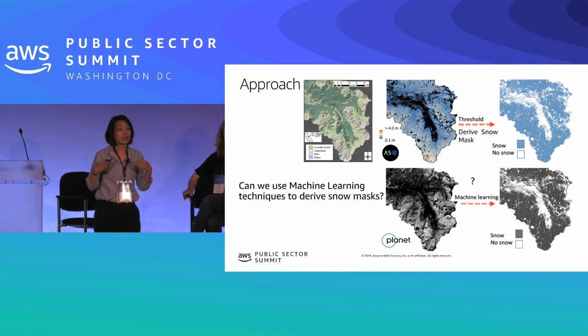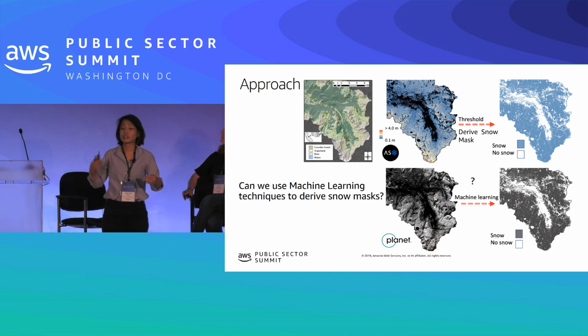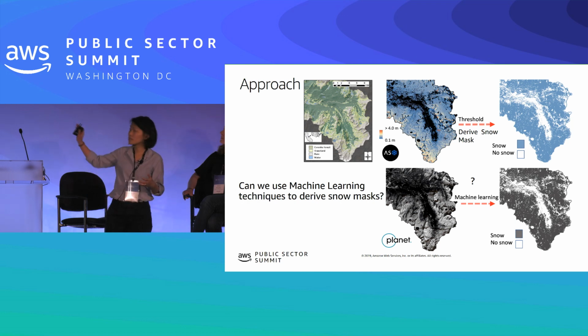And what we need in terms of understanding hydrology or ecological processes is to derive something called a snow mask. And if you can see over on this far left side, those are what snow masks look like, the one in blue and the one in gray. And so the question is, how can we actually get snow masks from Planet data?